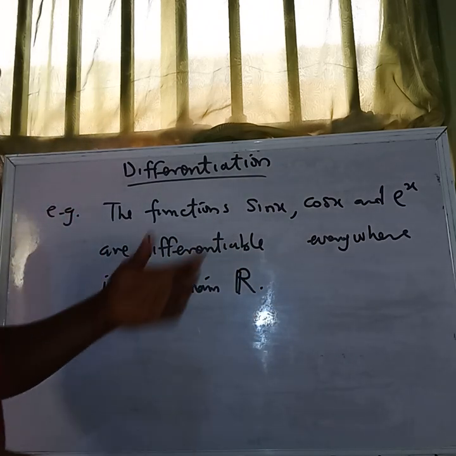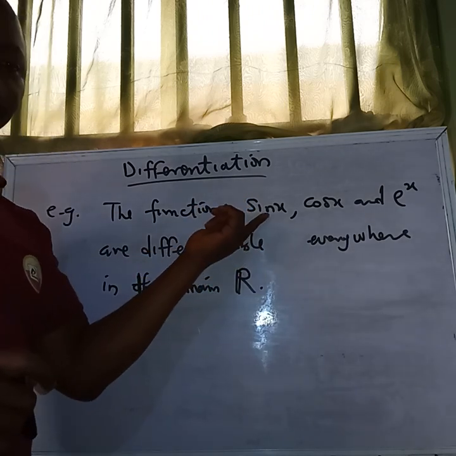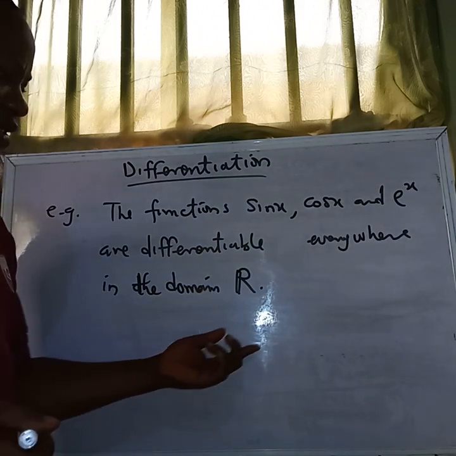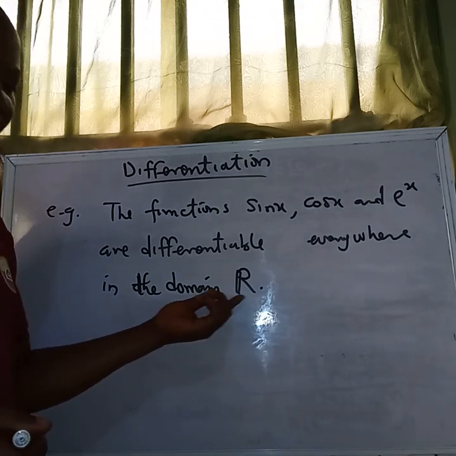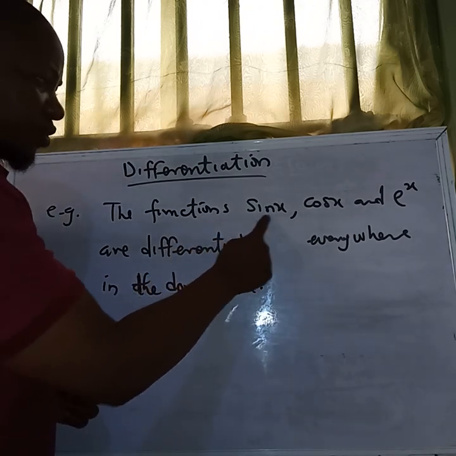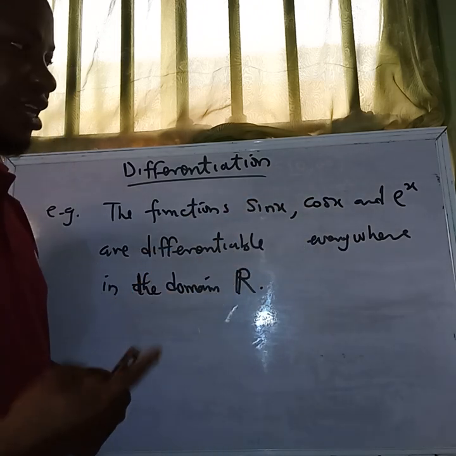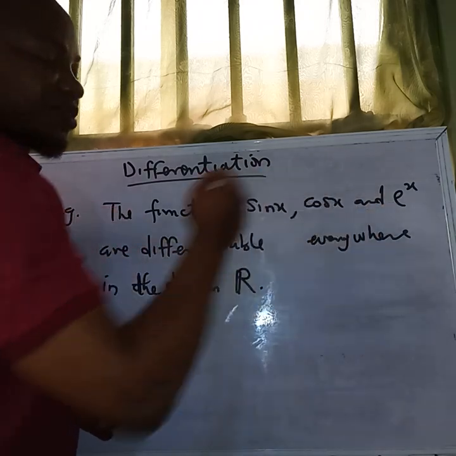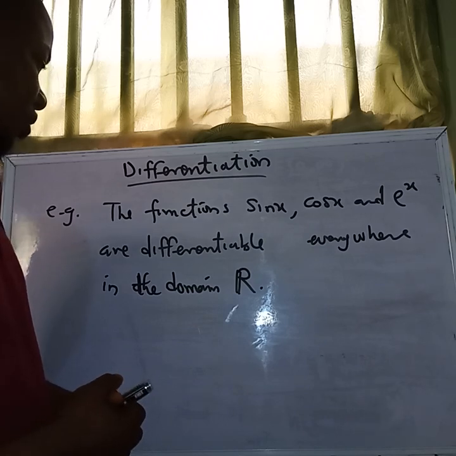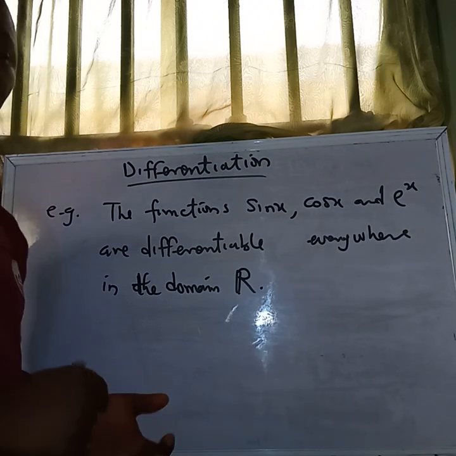So it means when we find the derivative of these functions, earlier in our previous video we have that the derivative of sin x is cos x. When we look at cos x, is there any point at which cos x will be undefined in the domain R? No. So this function is differentiable everywhere in R. Same thing for cos x, whose derivative is negative sin x, and same thing for exponential x, whose derivative is also exponential x. So these three functions are differentiable everywhere.